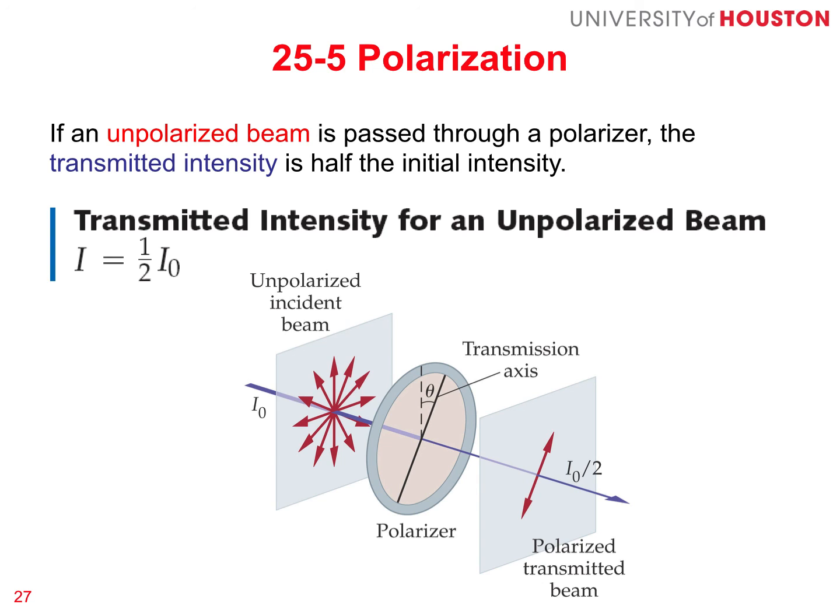When an unpolarized beam passes through a polarizer, the intensity reduction is a factor of 2. That is to say that the transmitted intensity is half the original intensity. The light that leaves the polarizer again will have a polarization direction which is the same as the polarizer direction.